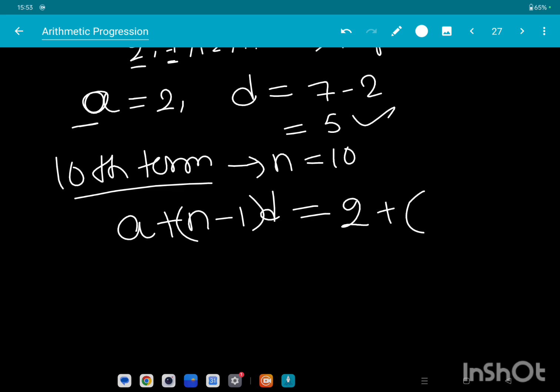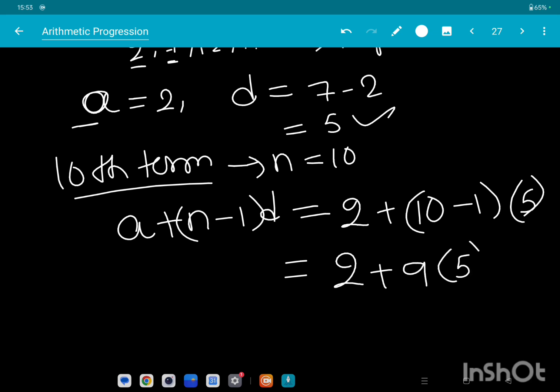a is 2, and n is 10. 10 minus 1, into what is the common difference here? 5. So I will write it as 2 plus (10 minus 1), 9 into 5. 9 5s are 45. 45 plus 2, 47. So here the 10th term is 47.